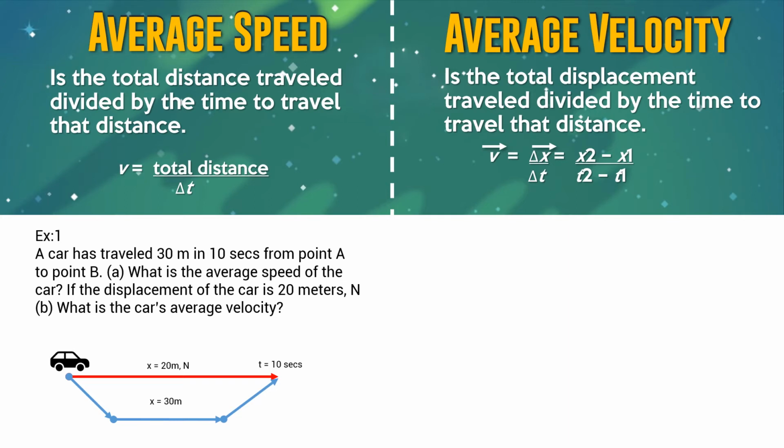I'll pause this video for a while. Okay, so the red line describes displacement, which means that we have to use 20 meters when we try to answer velocity. Meanwhile, the blue line indicates the distance traveled, which means we're going to use the data in the blue, which is 30 meters, to find its speed. Okay, so let's answer.